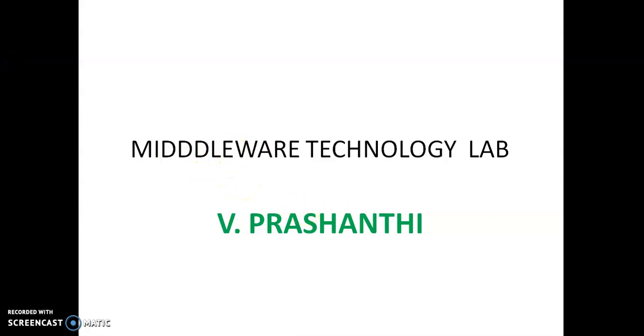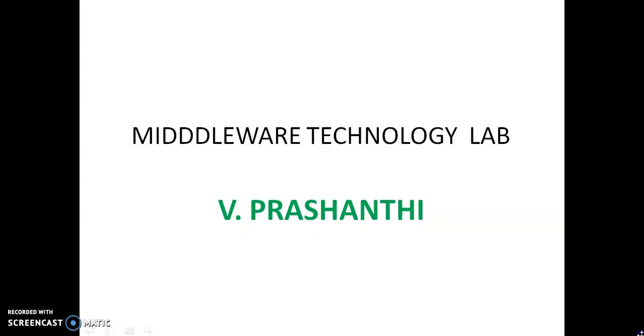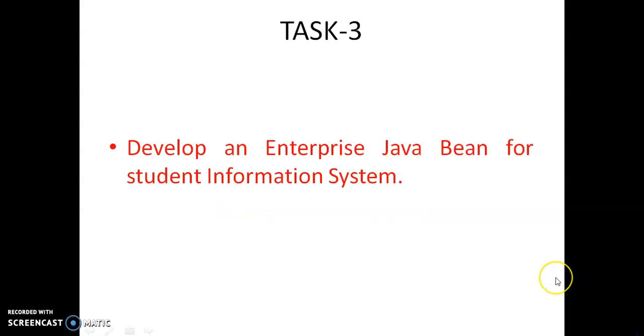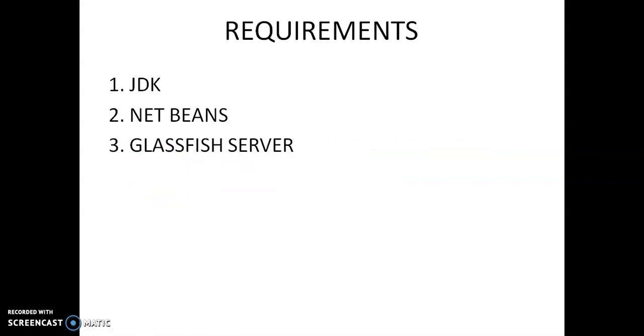Today we'll discuss Task 3 in Middleware Technologies. Task 3 is all about developing an Enterprise Java Bean for a student information system. Here you have to develop a bean for the student information system in such a way that we can add the student details, retrieve the student details, delete the student details, and exit.